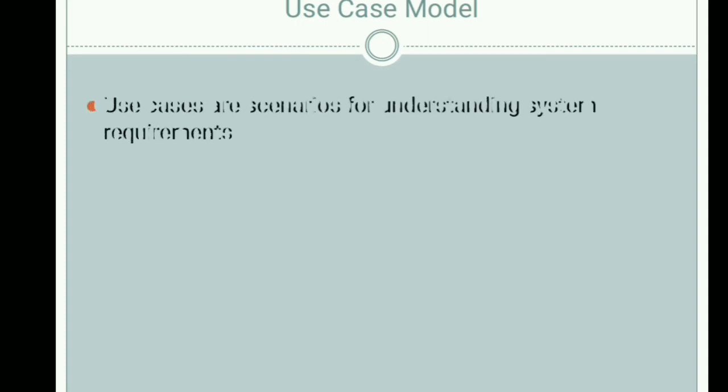So, these use cases and actors are involved in the unified approach, and these two entities are again involved in use case modeling. So, we'll see what exactly use case modeling is. Use case modeling uses use cases for describing scenarios, and those scenarios help us to understand the system requirements.